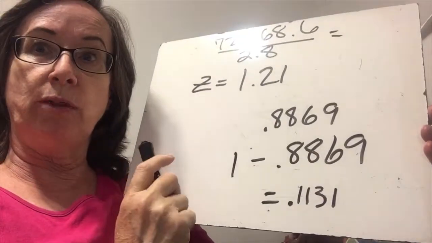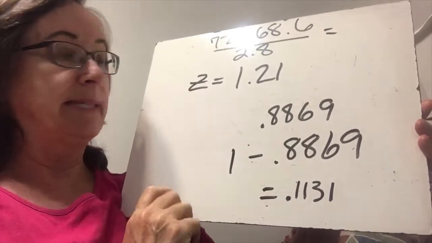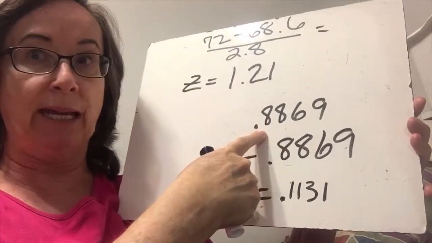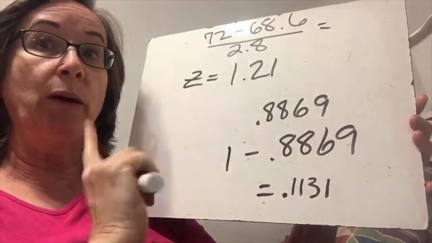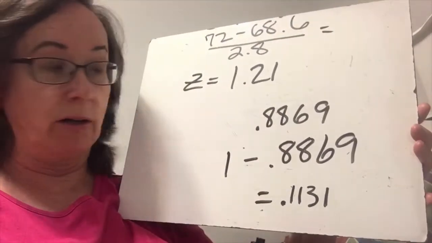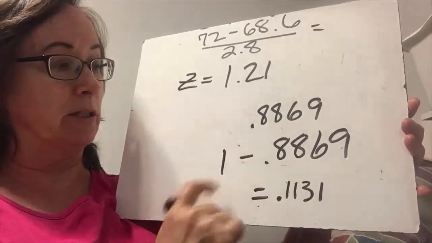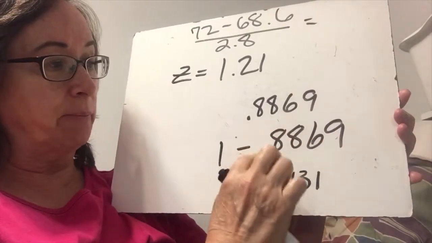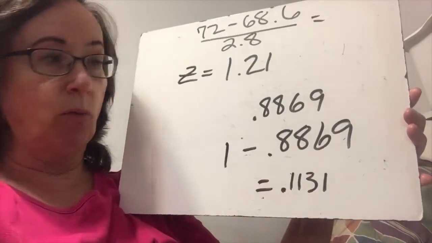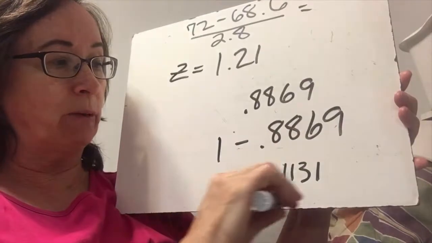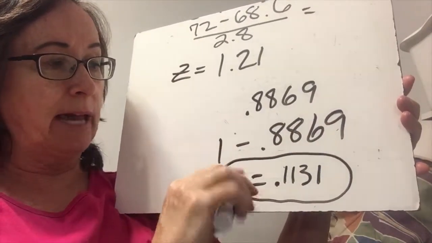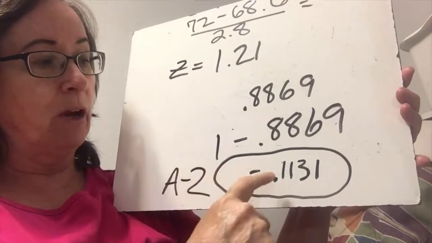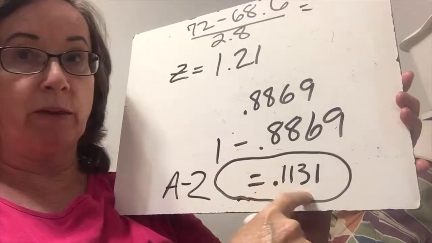When we go to the A2 table, the standard normal table, we get 1.21 corresponds to 0.8869, but we want the probability he is taller than the 72 inches. So we do 1 minus that to get the area to the right, and that's going to be 0.1131. Now we're going to remember 0.1131, because this was the table, table A2. We got the probability being 0.1131.